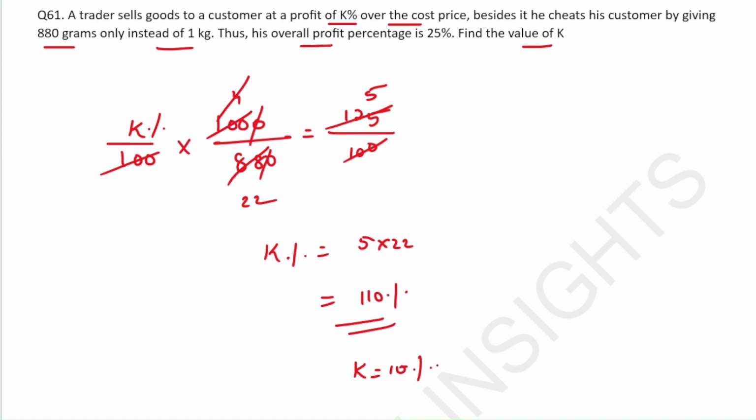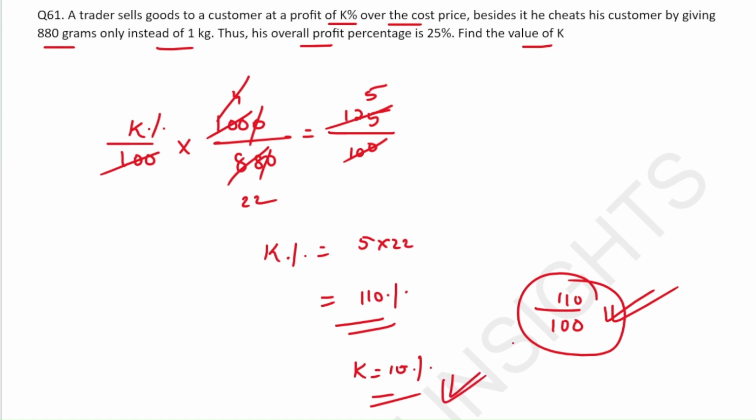10%. Why? Because when this K is 10%, then we write like this, right? 100 by 110. Yes or no? So this shows that the profit is 10%. Okay, so this 10% is your answer.